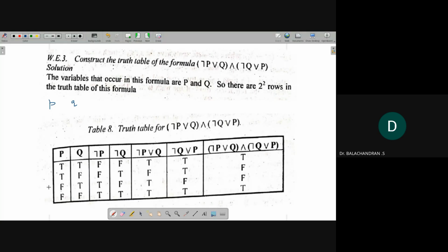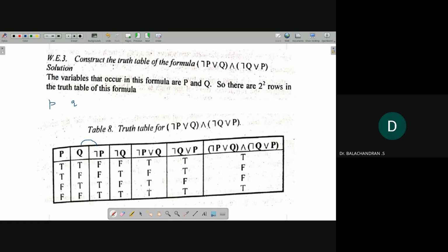So I think this is slightly easier. I think you know how to write P and Q. So negation P means whenever it is true, this is false. Whenever it is false, this is true. Similarly, you should fill up negation Q also. And then negation P or Q. That means these two. Negation P or Q. So true, false is true. False, false means false. True, true is true. So at least one of them is true, then true. It is false only if both of them are false. Remaining all other cases, it is true.